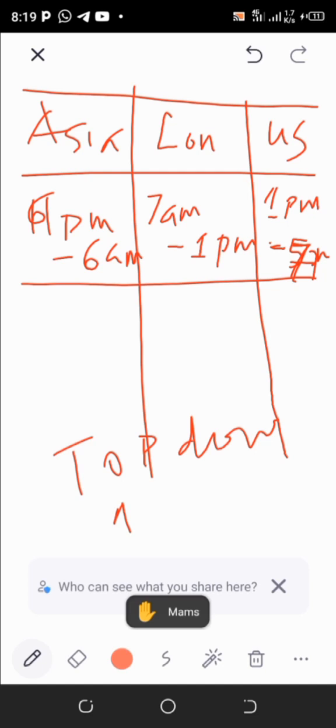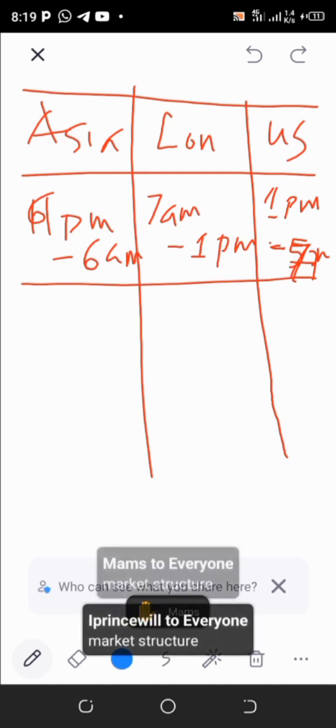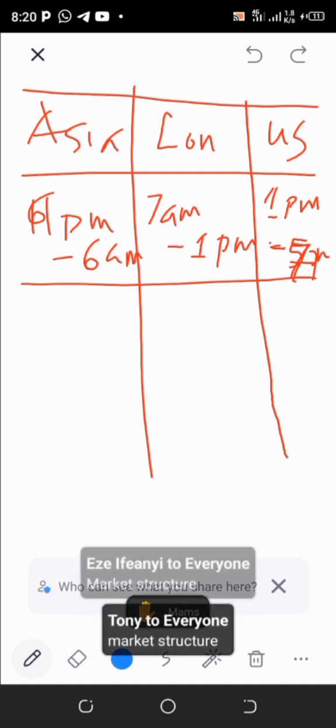Somebody type market structure. If you heard me loud and clear, type market structure. I've always told you, remember, I told you last week that structure is king. Structure is the leading indicator. Okay, I can say market structure. Okay, it means you guys are following me. So I am telling you structure is king.